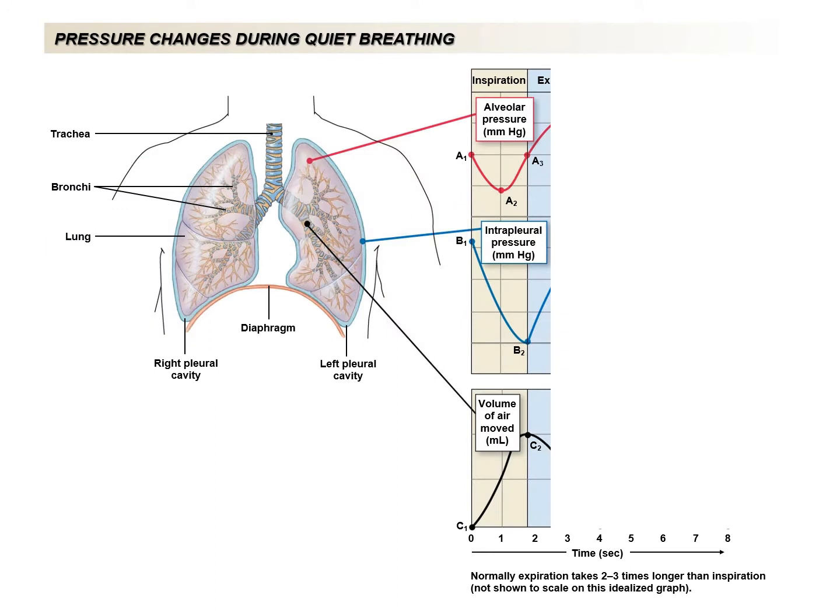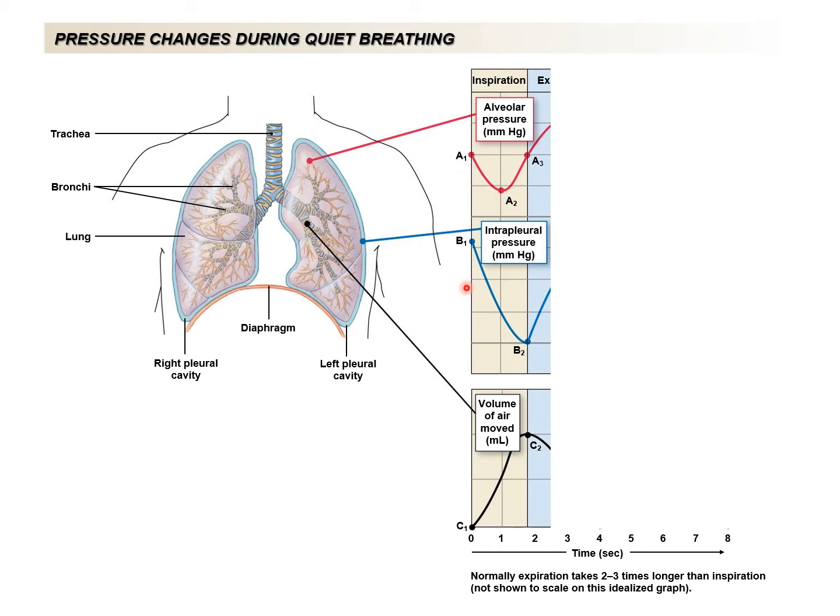But it is a story of pressure. We change the volume with a given amount of gas inside the lungs, and that causes pressure to drop. So our alveolar pressure drops, our interpleural pressure drops, and the volume rises as the atmosphere moves in to equilibrate. So as we see pressure drop, we see volume rise.